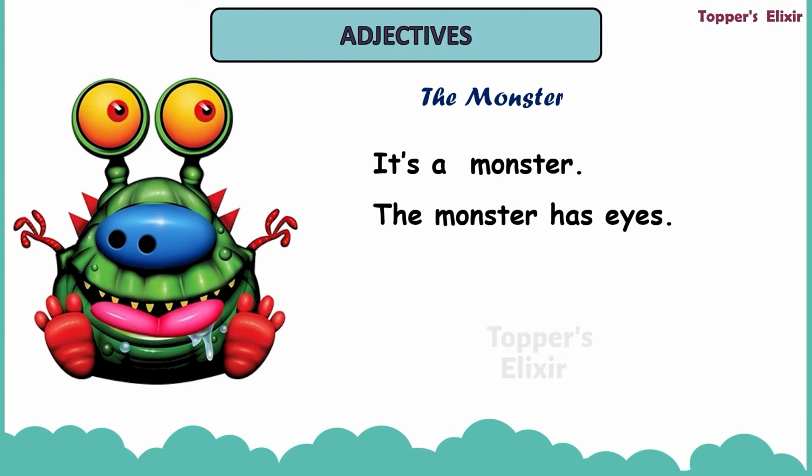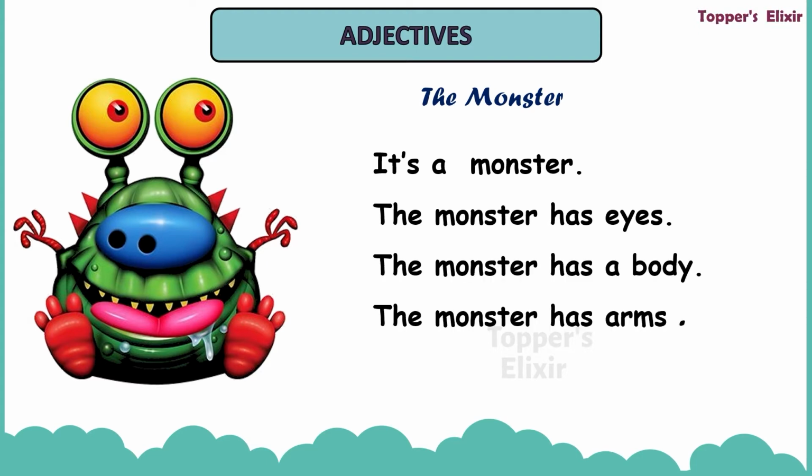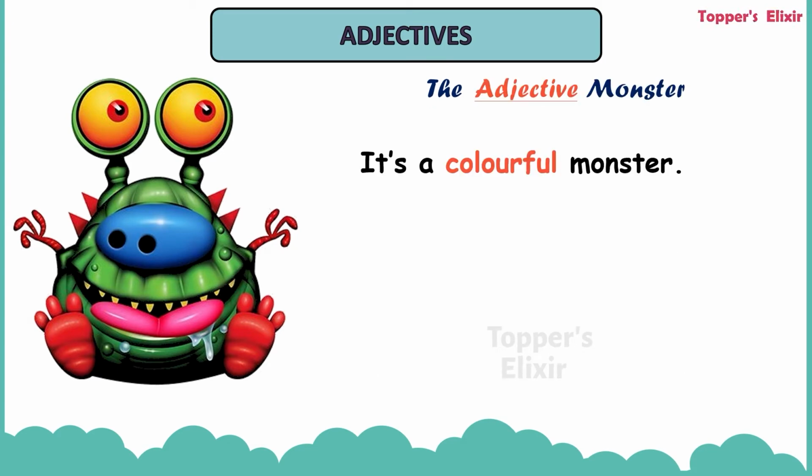It's a monster. The monster has eyes. The monster has a body. The monster has arms. The monster has teeth. The sentences look fine, but with not much detail. But if you were to add an adjective into the sentences, like, it's a colorful monster.